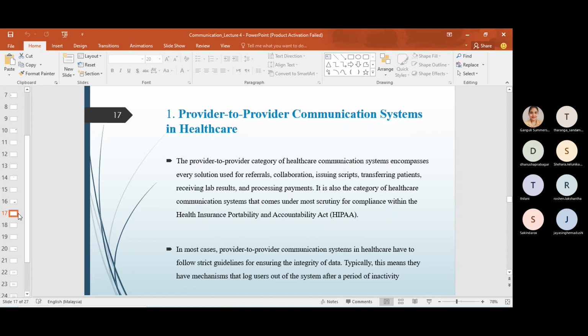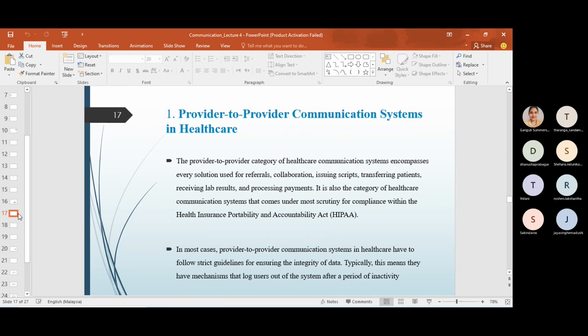Okay, so yeah, so why does a healthcare provider communicate with another healthcare provider? There can be several reasons for that. එක healthcare provider කෙනෙක්ට තව healthcare provider කෙනෙක් එක්ක communicate කරන්න එක එක හේතු තියෙන්න පුළුවන්. Okay, so those reasons can be referrals, collaborations, issuing scripts, transferring patients, receiving lab results, processing payments. Okay, so you might know that there are several hospitals and healthcare organizations that work in collaborations.